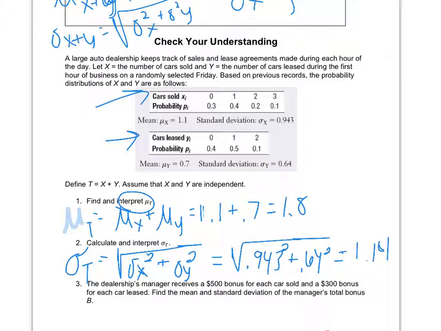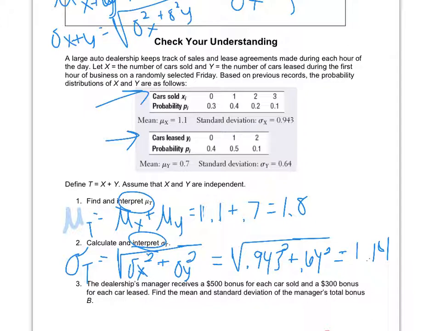And I'm not done because I have to interpret that. If I'm going to interpret that, I'm going to say that the number of cars leased and sold typically varies by 1.14 from the mean of 1.8. Okay, so again, I'll use my context. The number of cars leased and sold in the first hour on Fridays is going to typically vary from the mean of 1.8 by about 1.14.